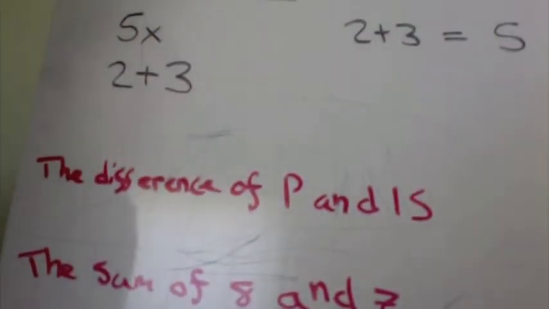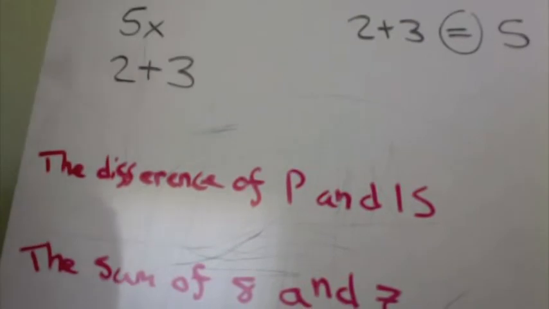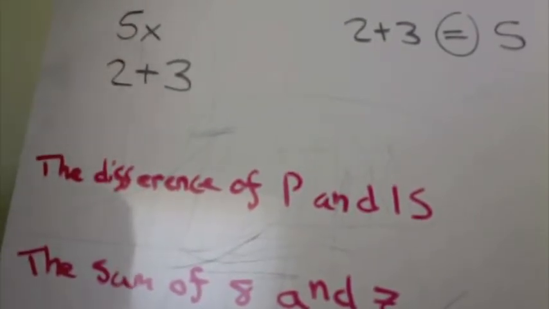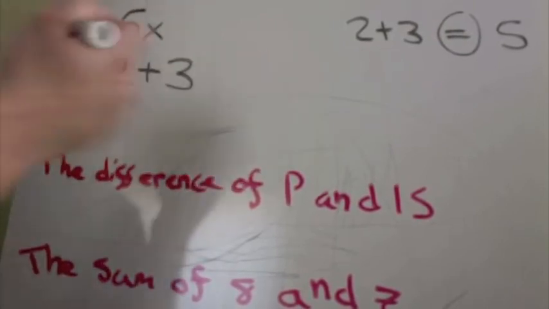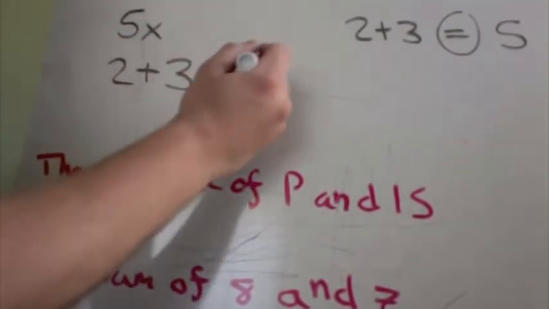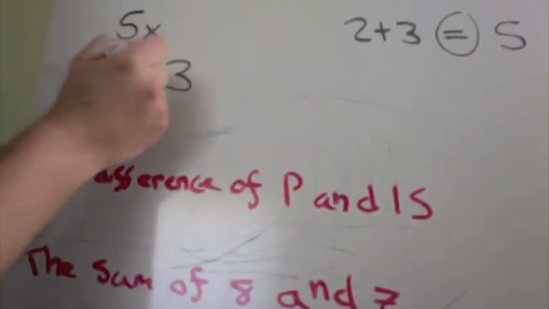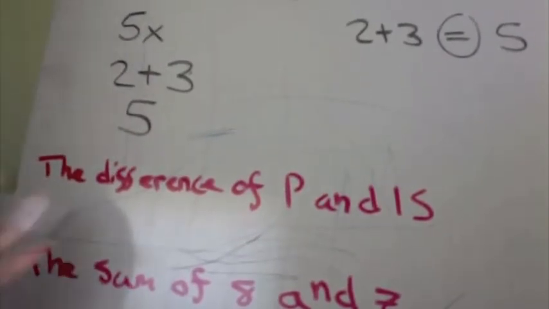An equation has this thing called an equal sign. Notice there's no equal sign with an expression. So when I'm doing work with an expression, I'm not going to write equals. I wouldn't write 2 plus 3 equals 5, because I don't want to create an equation. But I would go 2 plus 3 is a 5. So I could write it underneath.